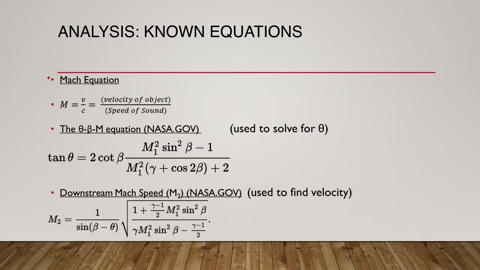Here are the equations we use to solve this problem. First, we have the Mach equation, which uses the velocity of the object and the speed of sound to determine the Mach of the vehicle. Mach 1, therefore, would be when the object velocity equals the speed of sound. We also use the theta-beta-Mach equation provided by nasa.gov to solve for the corner angle theta. Finally, we use the downstream Mach speed equation, also provided by nasa.gov, that is used to determine the speed of the airflow over the wing of the plane.